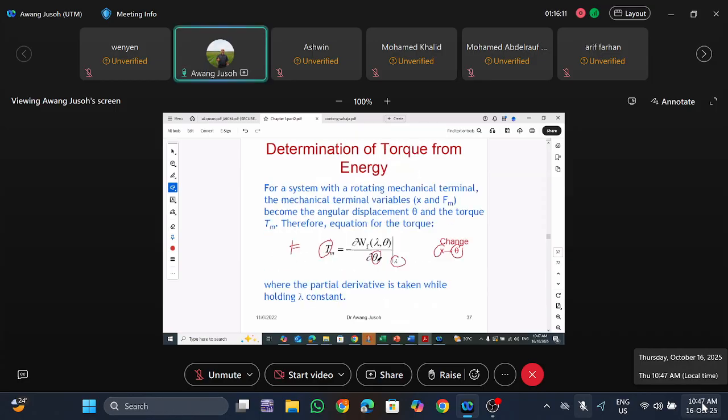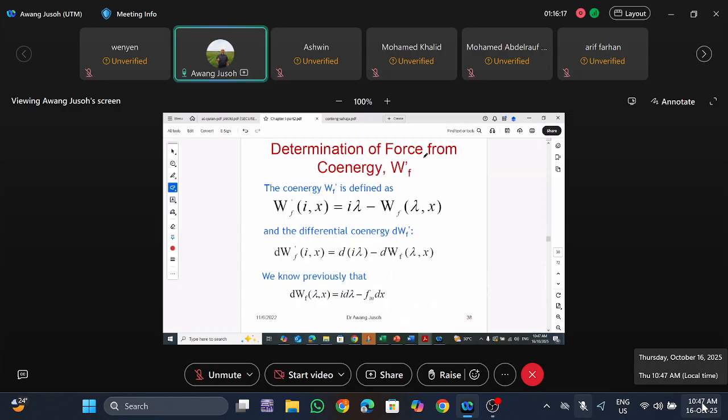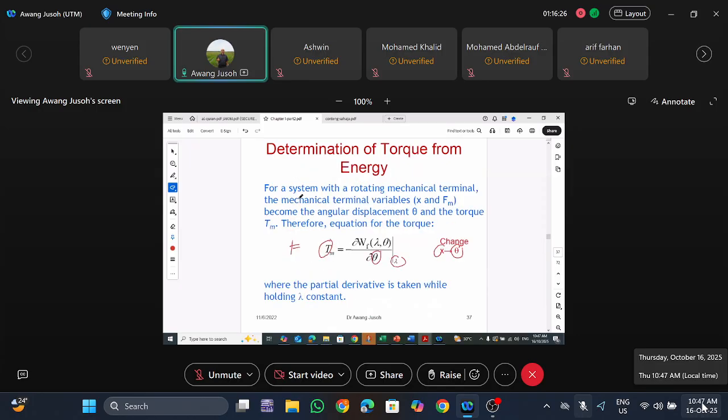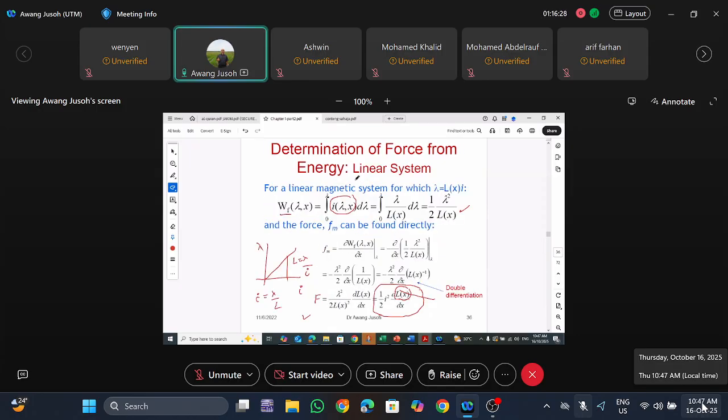Alright, that is how we calculate torque or force from energy. Now the second part, we need to find the torque or force using the co-energy technique. Just now we already did the force using energy. We found the formula for the force equal to half I squared, differentiate inductance L with respect to x, multiply by this term, and you get the force.